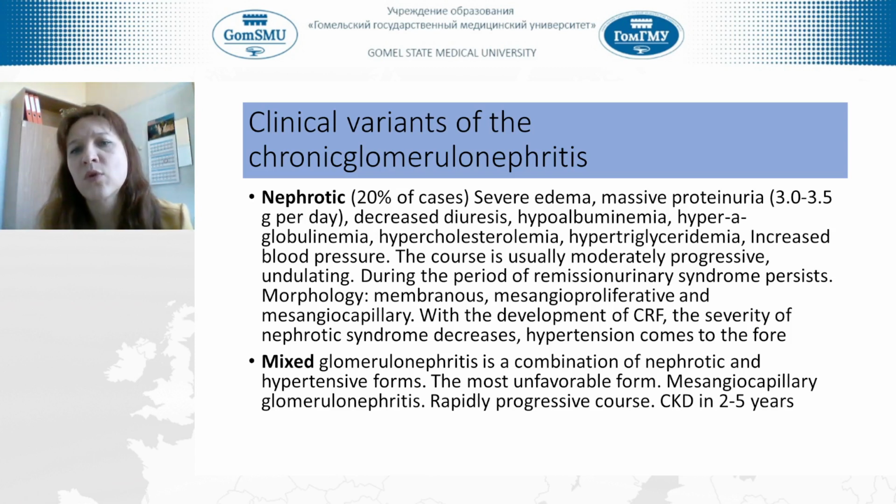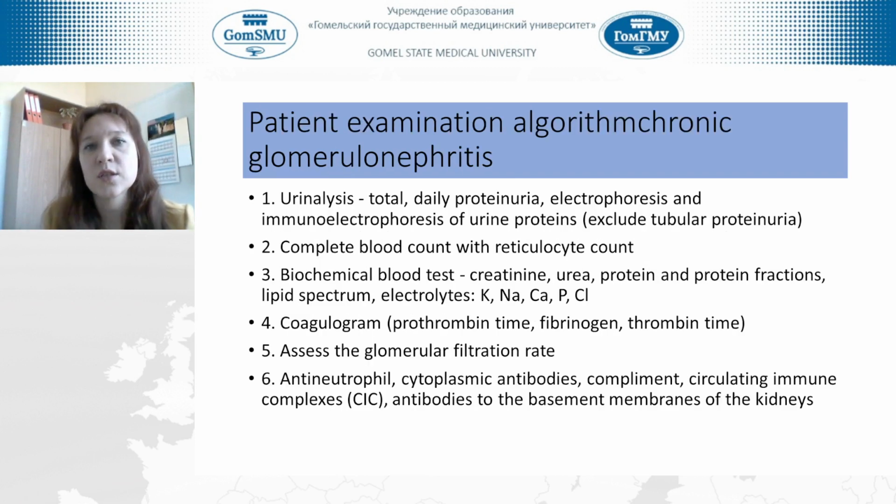The most unfavorable form is mesangiocapillary glomerulonephritis, with a rapidly progressive course and chronic kidney disease in 2 to 5 years. Patient examination algorithm for chronic glomerulonephritis. Urinary test, total daily proteinuria, and electrophoresis and immunoelectrophoresis of urine proteins. Complete blood count with reticulocyte count. Biochemical blood tests: creatinine level, urea, protein fractions, lipid spectrum, electrolytes.